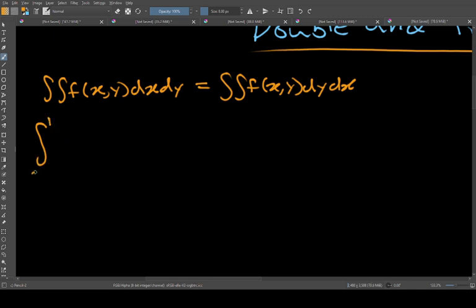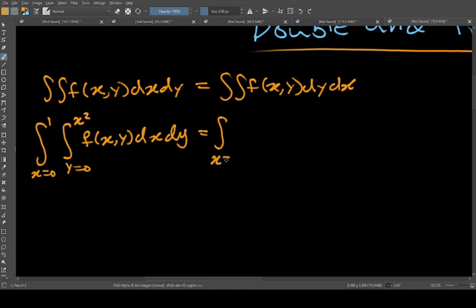You have the integral from x equals 0 to 1 and the integral from y equals 0 to x squared of f of x comma y dx dy. So that is equal to the integral of x equals 0 to 1 of the integral from y equals 0 to x squared of f of x comma y dy dx.